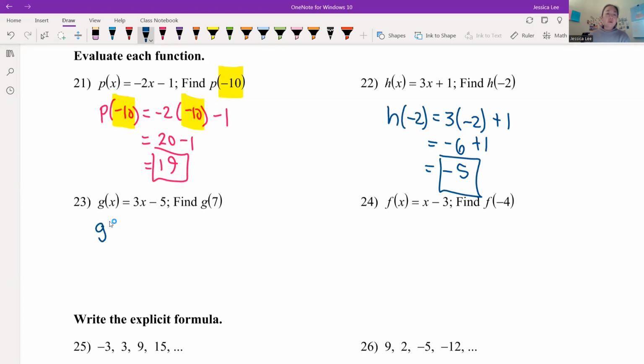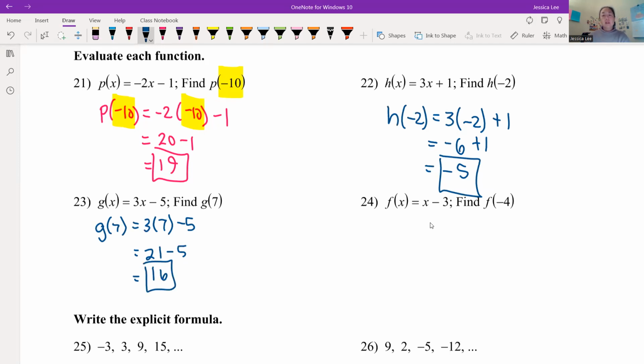So here we're going to look for g of 7. Again, we're copying everything down except when we get to x, we're going to plug in 7. -5. Don't forget that -5. So 3 times 7 is 21 minus 5. So 21 minus 5 is going to be 16.